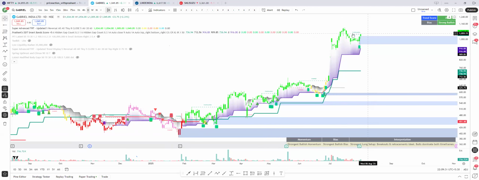And now what to do in this stock? You can see it has created a continuation. If candle closes below 950, you can exit your position. Maybe it can be a partial exit. And if it closes below this momentum band, or if a black momentum band forms and candle closes below that, you can try to exit your position at that point.